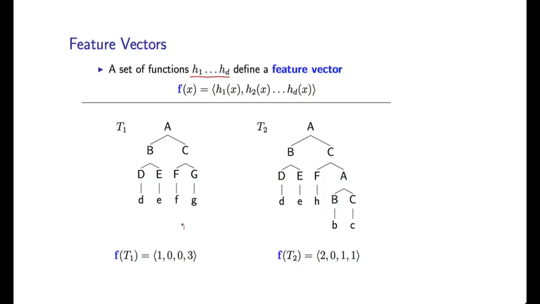And so now you can see that one parse tree might get mapped to one feature vector, another parse tree might get mapped to another feature vector like this. And again, I'll stress that these feature vector mappings are the input to the learning algorithm, so it's really important to come up with a good definition of these features.